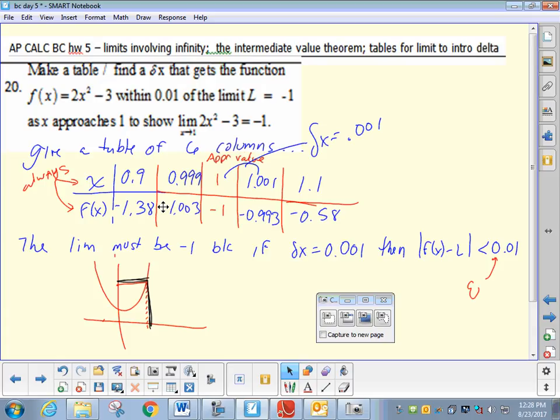All right. At least that's introducing or laying the groundwork for the delta epsilon proof. That's all I wanted to get done.